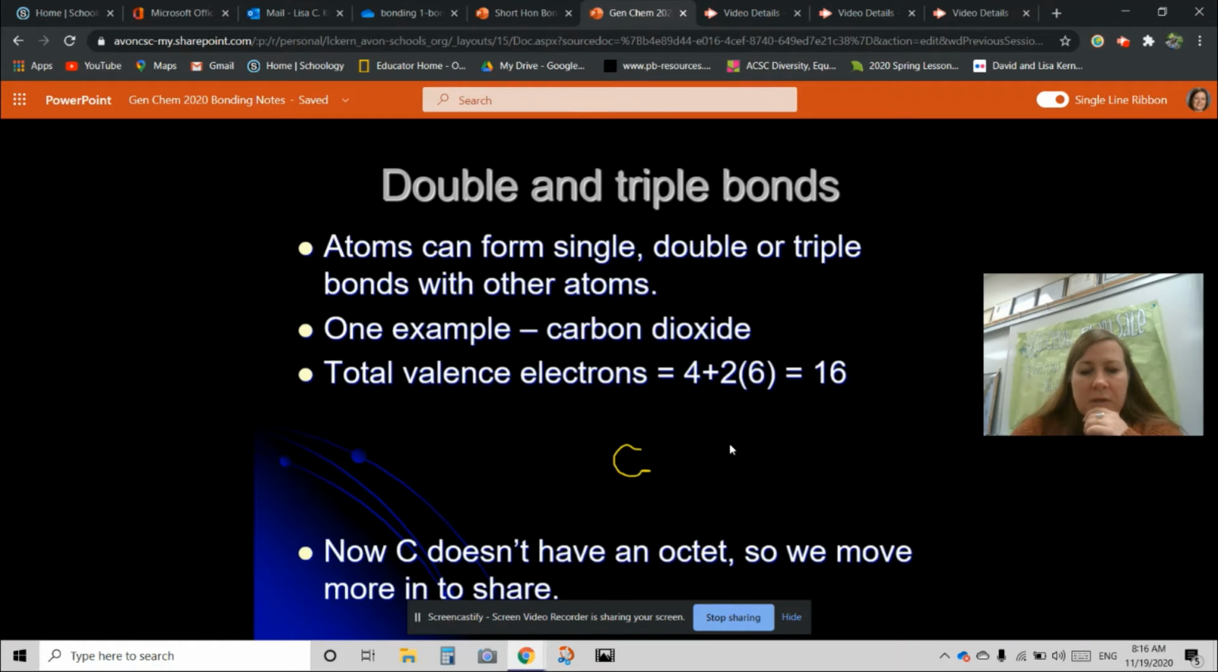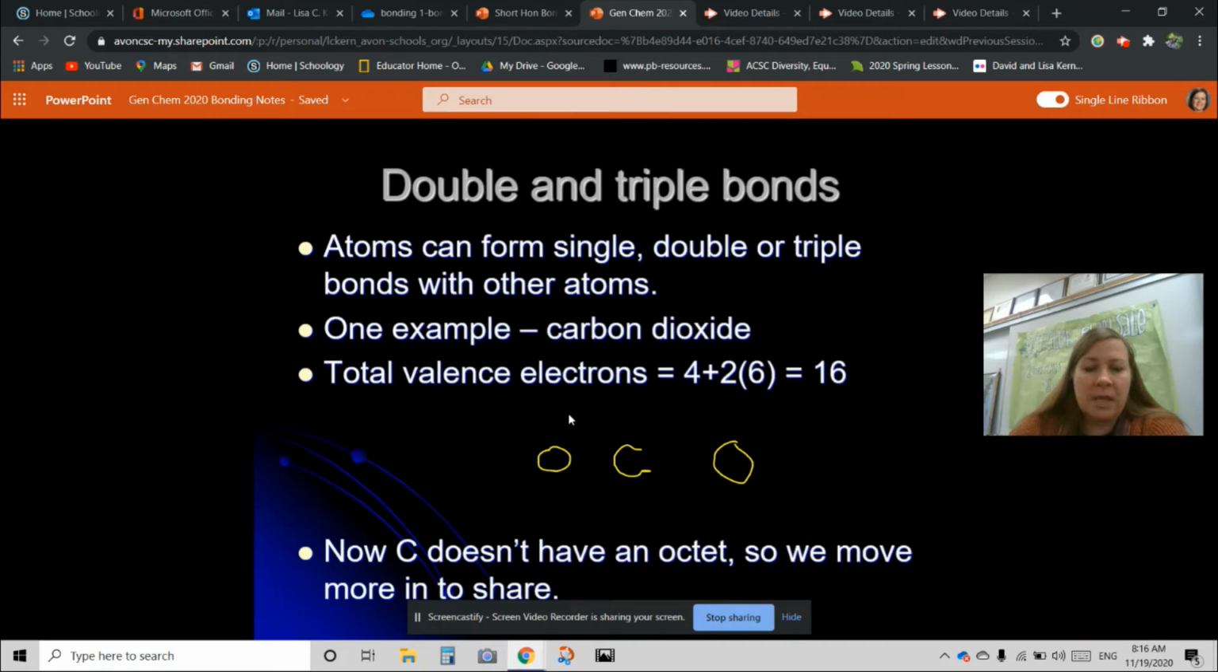And whoops, that's a C. And oxygen on either side, because we want the molecule to be symmetrical. Normally, if it's a single atom, it goes in the middle and the other atoms go on the outside. And then I'm going to draw 16 dots.